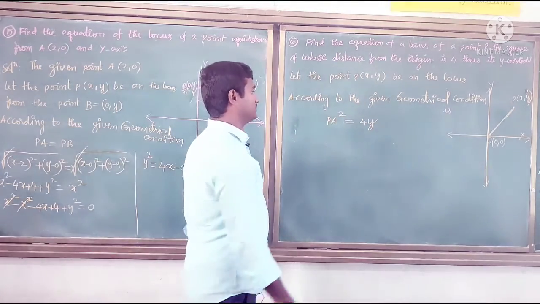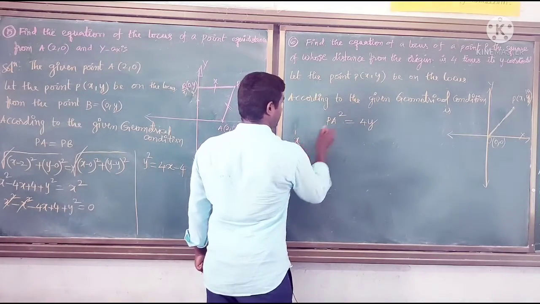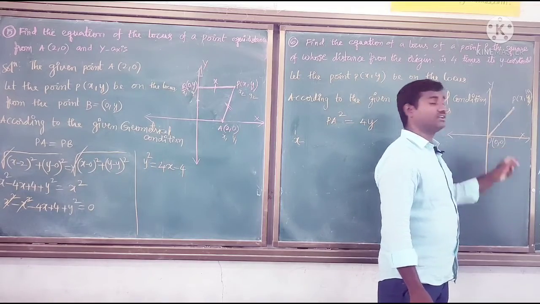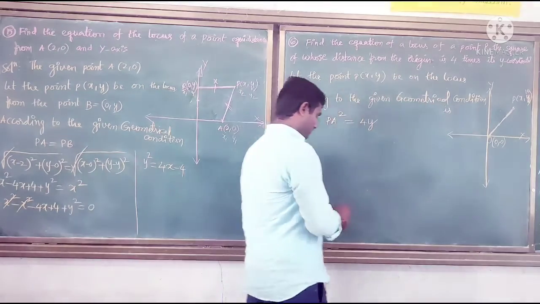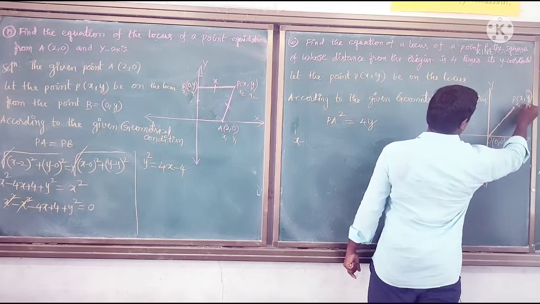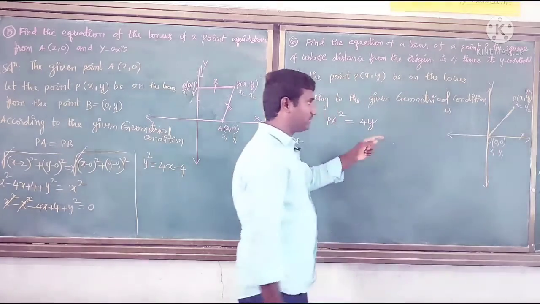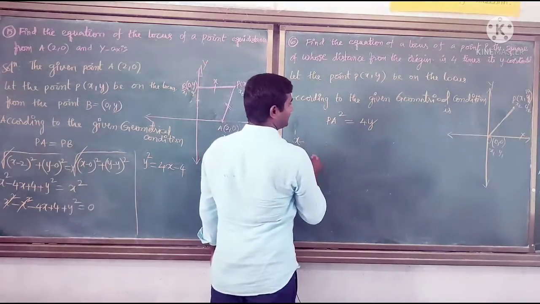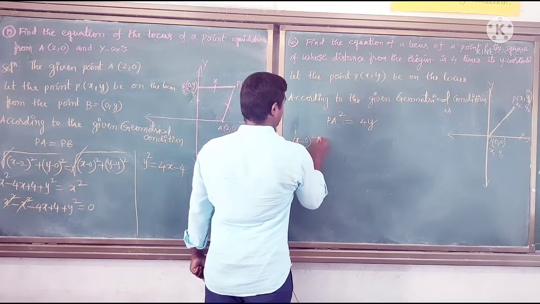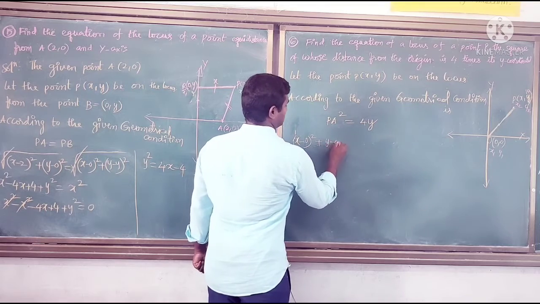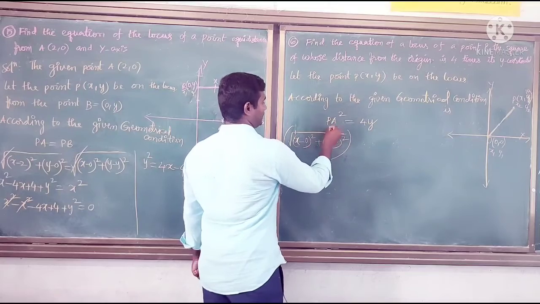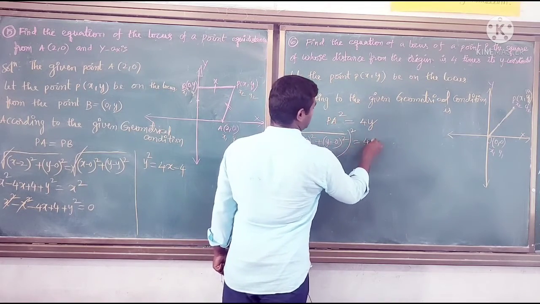So PA is how much? That is, PA whole square. So you can consider x1 y1, x2 y2. So what is the distance formula? Square root of x2 minus x1 whole square plus y2 minus y1 whole square. So x minus 0 whole square plus y minus 0 whole square. So this is the distance PA. PA whole square, which is equal to 4y.